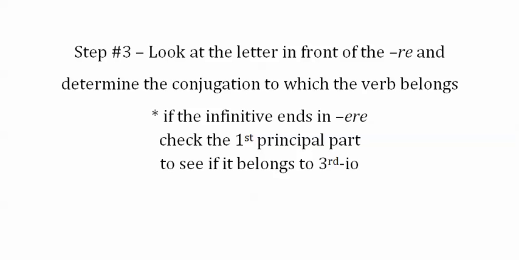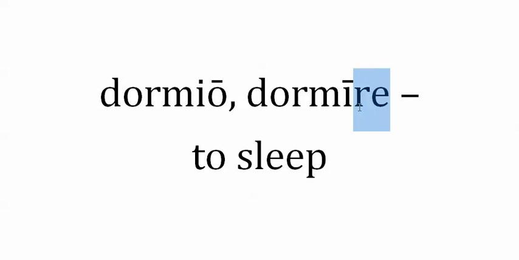Next, I'll look at the dictionary definition and examine that vowel in front of the R-E of the infinitive, because that's going to tell me what conjugation I'm looking at. In front of the R-E, we find the letter long I, or an I with a macron on it. That tells me that this is fourth conjugation.